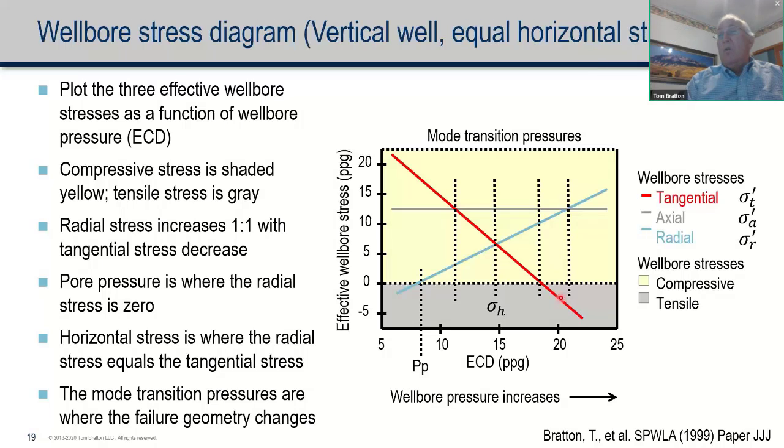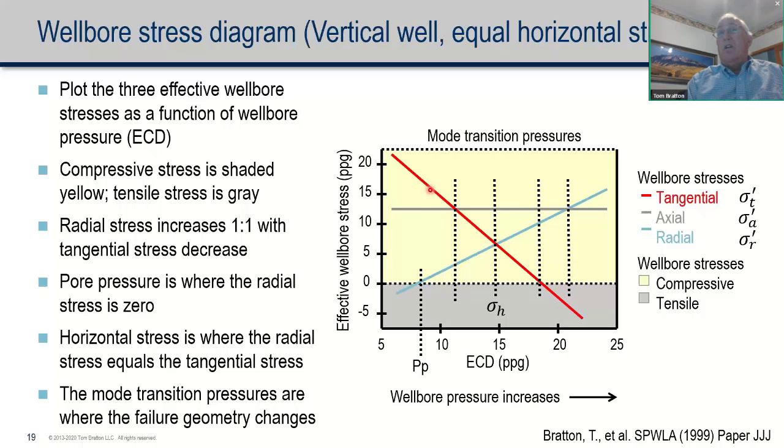What's interesting, though, is when you talk about shear failure, keeping in mind that you always fail at a small angle to the big stress, these dotted lines here are what I call mode transition pressures, at which the geometry of the failure will change.